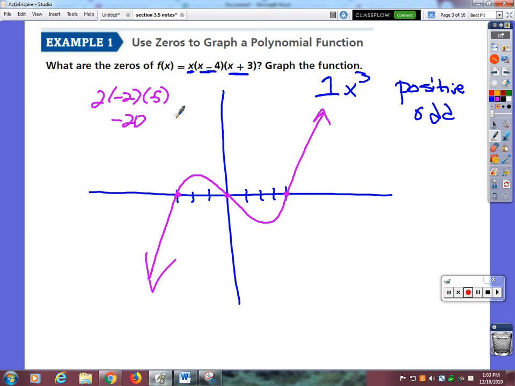Oh, the reason that I plugged in 2 is because I figured if this goes through at 0 and then again at 4, then probably halfway in between is where the lowest point is going to be. So I would just plug in 2 and then, yeah.